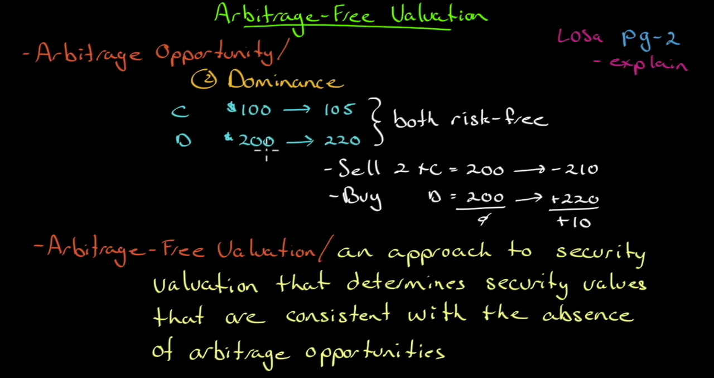So what we would do is we would sell two C's for the $200 we need to buy D. We want to buy the one that returns more, right? So we'll buy D for 200. Notice our investment is 0 and we make nothing today, but look what happens. In one period of time, we'll have to pay back 210 to extinguish C because we're short. But D will deliver 220, thereby giving us a $10 profit.